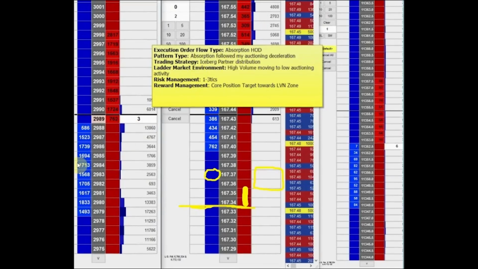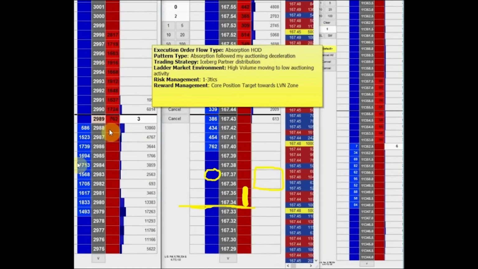So what we're looking for here again is an iceberg partner distribution. The market environment is high volume, moving to low auctioning activity. So what I mean by that is, firstly, there's a lot of intense volume that's going through. At that stage, you might actually wait because the VPOC has shifted, with VPOC meaning the volume point of control, where the most volume has been traded. So if the most volume traded has moved towards the upside, and if the volume velocity on the orders being traded continues in an aggressive manner, the iceberg might start giving up his position and the market could continue towards the upside.